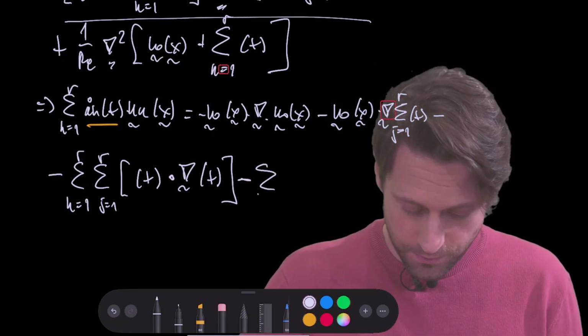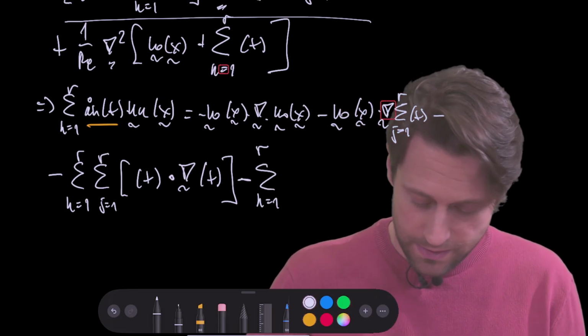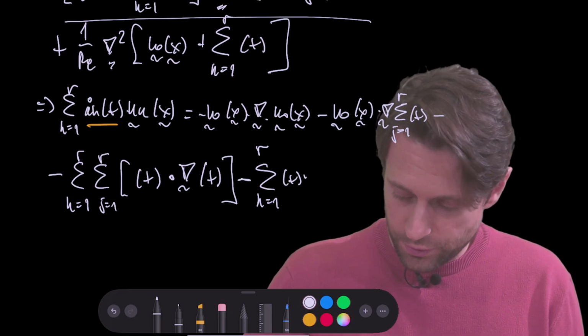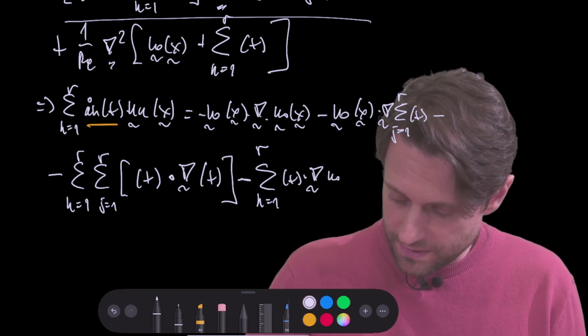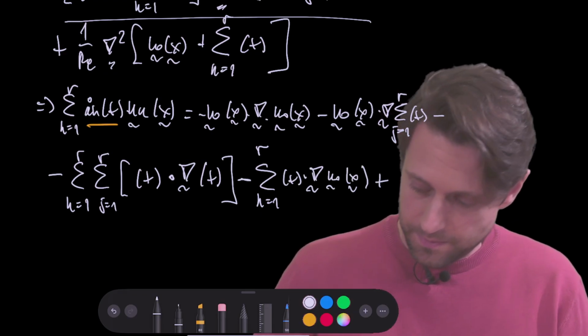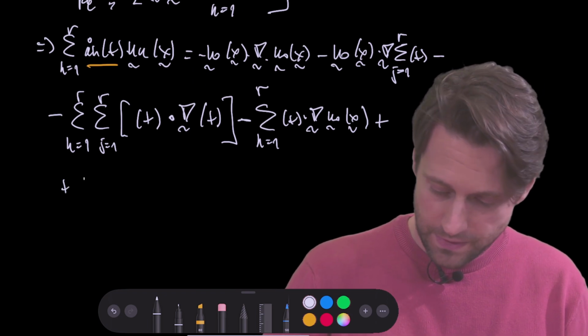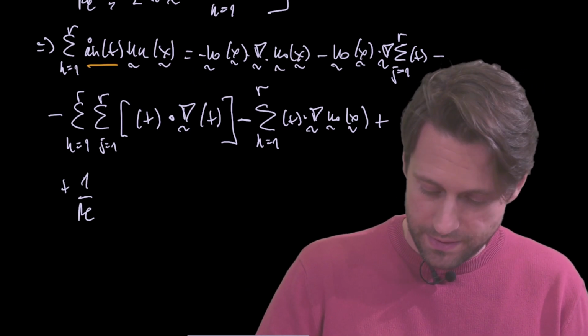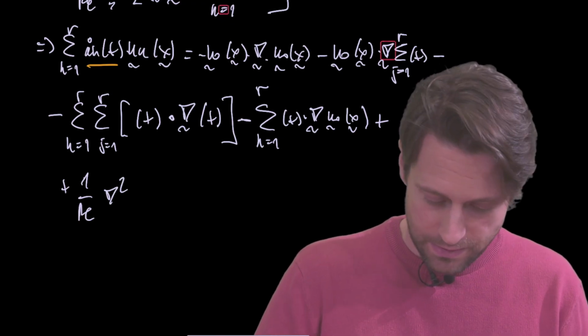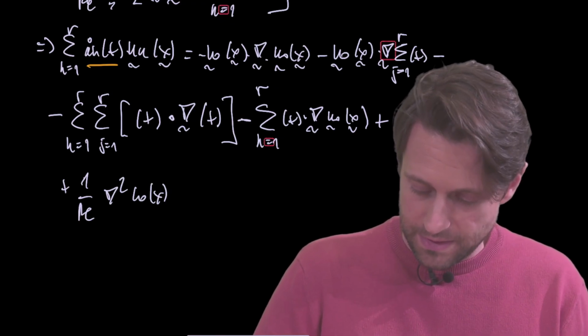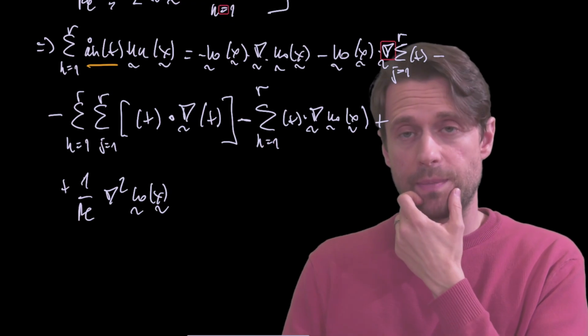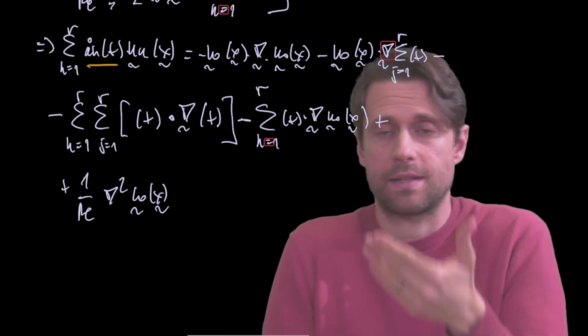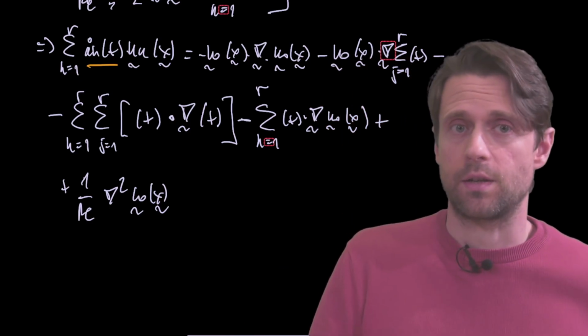This is the sum from k equals 1 to r of plus dot nabla u0 of x, plus, let me get this out of the way, 1 over the Reynolds number times the Laplacian of u0 of x. Since u0, that's the mean flow, depends only on space, the Laplacian doesn't cancel, obviously. I need to calculate the Laplacian of the mean flow.